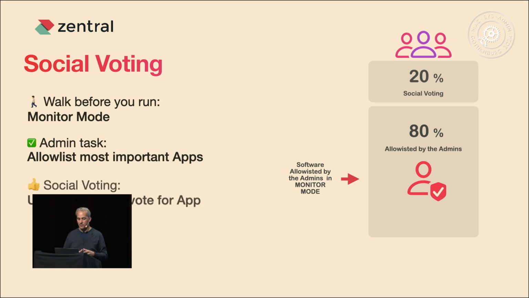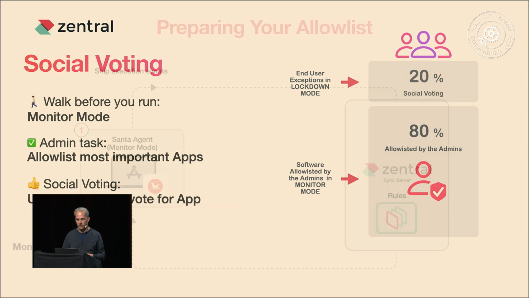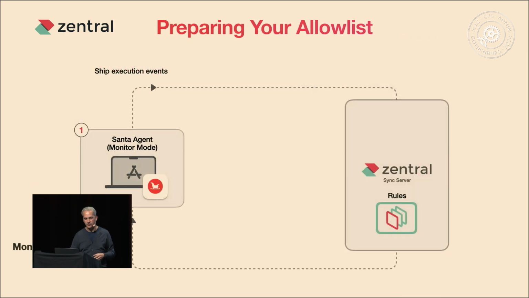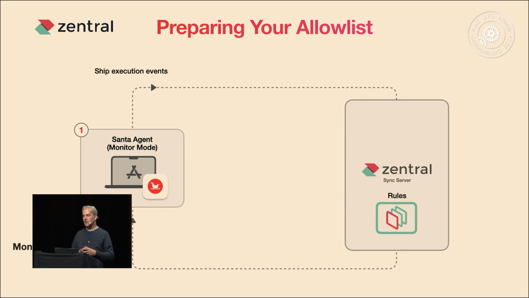This is an admin task performed in monitoring mode. And as with the Pareto principle, the remaining 20% here can be addressed through social voting by users running in lockdown mode. Let's dig a little deeper into how this works. Here's our Zentral sync server. To start with, the Santa agent runs in monitor mode, and it will only enforce a block list. In monitor mode, Santa will emit an event whenever it detects a binary that is not governed by any allow or block rule. Today, Santa handles team IDs and signing IDs as targets.